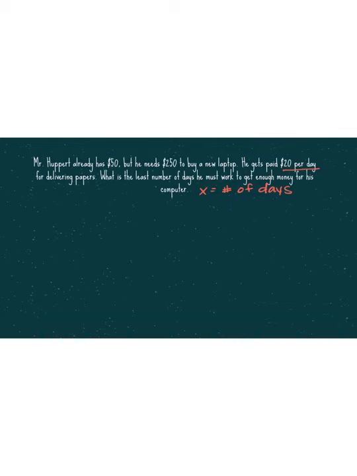Okay, and we're going to set it up just like our problems were set up before. If he gets $20 per day, we're going to say 20x plus he already has $50. And he needs to make more than $250. That's how much his computer is. But he can make more than that $250 and he would be happy. So I'm going to say the left side, 20x plus 50, has to be greater than the right side, the cost of the computer. Okay, and then we're just going to solve this like we did before.